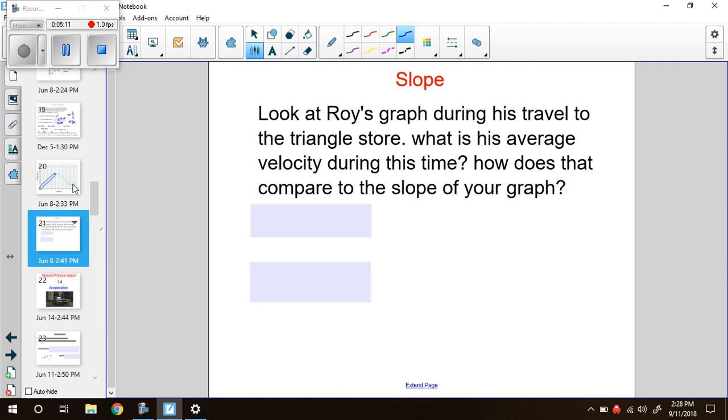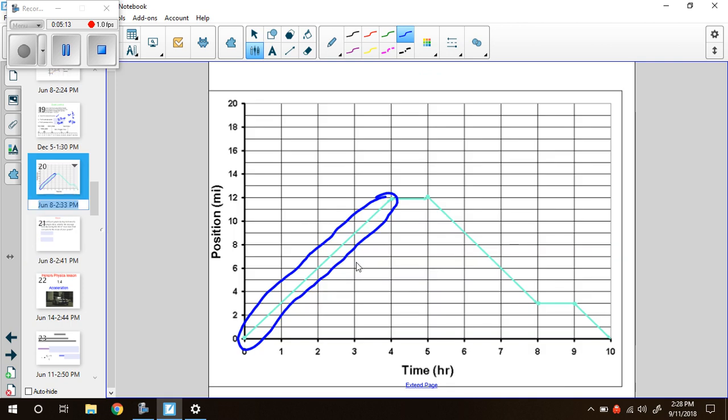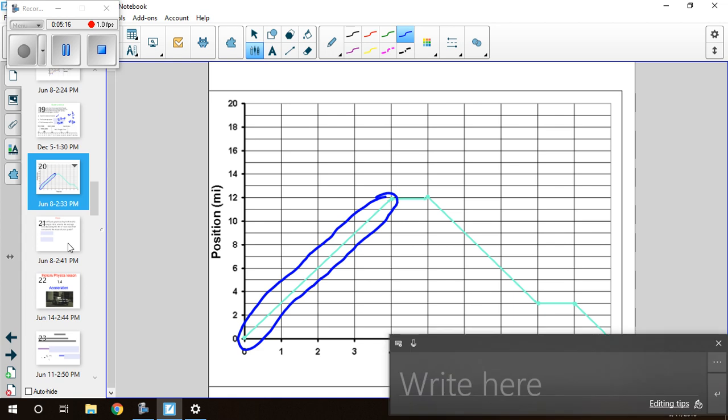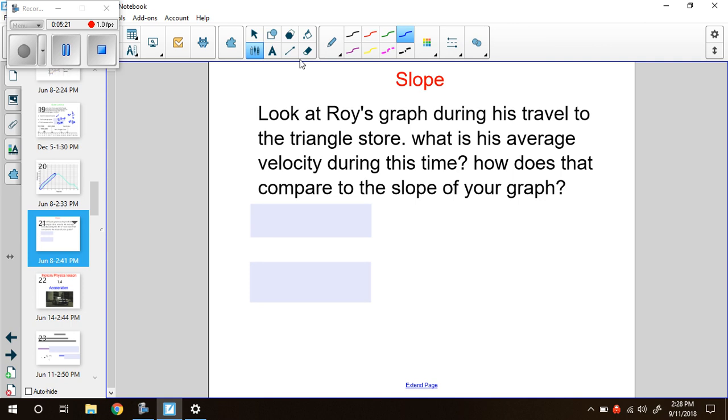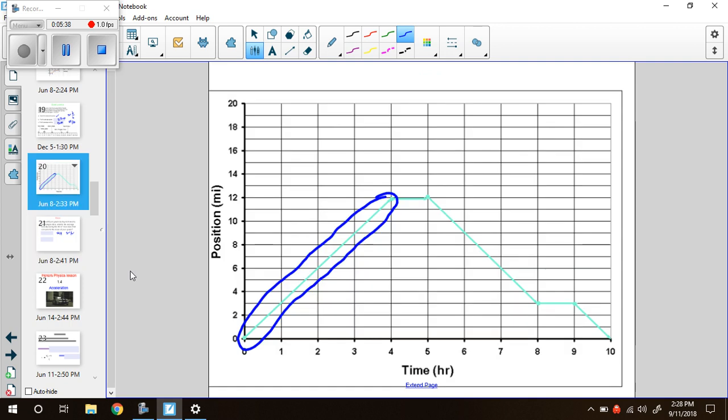Okay, so average velocity. So 4 hours, displacement of 12. 12 divided by 4, and that should give you 3 miles an hour. All right, miles per hour. How does that compare to the slope of the graph? So if you take a look at our slope, rise over run, they are exactly the same thing. So the slope of a position time graph gives us velocity.